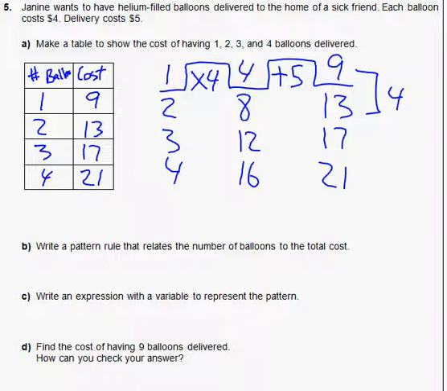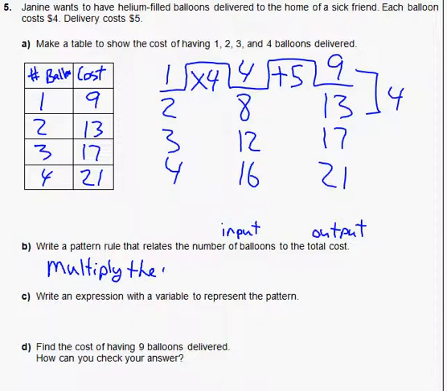Well, the number of balloons is the input, and the total cost is the output. So this isn't a different kind of question. It's just got a couple different words to represent input and output. So now that we understand that, we can write our pattern rule. Look at the machine. The first operation in the machine is multiply. That's the first word of our sentence.